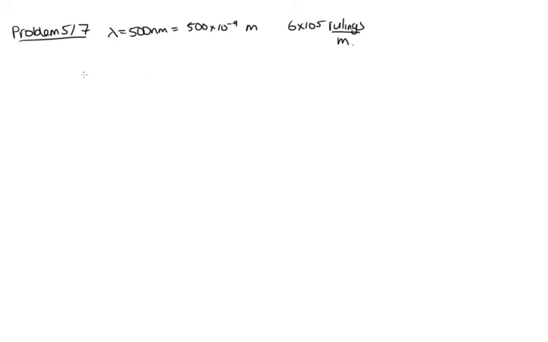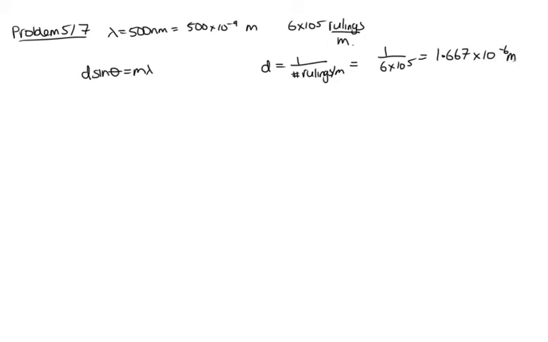So in order to do this, we're going to need to use our diffraction grating equation: d sine theta is equal to m lambda. Now in this equation, d is the distance between the rulings. So we've got the number of rulings per meter. D is equal to 1 over the number of rulings per meter, so it's 1 over 6 times 10 to the 5, which is 1.667 times 10 to the minus 6 meters. That tells us how far between adjacent rulings.